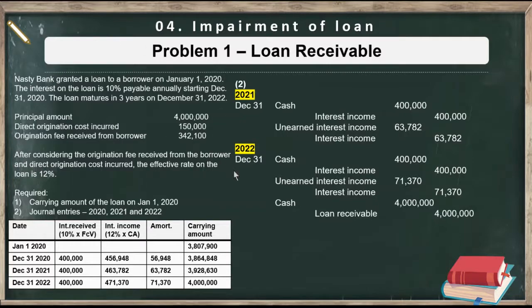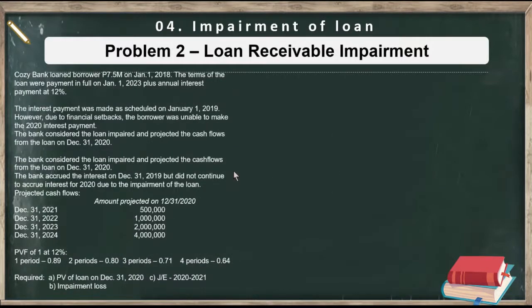Then we have another example for the loan receivable impairment. So, this is Cozy Bank. That's on page 212. So the loan is 7.5 million on January 1, 2018. The terms of the loan will be payment in full on January 1, 2023, plus annual interest payment at 12%. So the first interest payment is scheduled on January 1, 2019. So that's 1 year after. However, due to financial setbacks, the borrower was unable to make the 2020 interest payment.